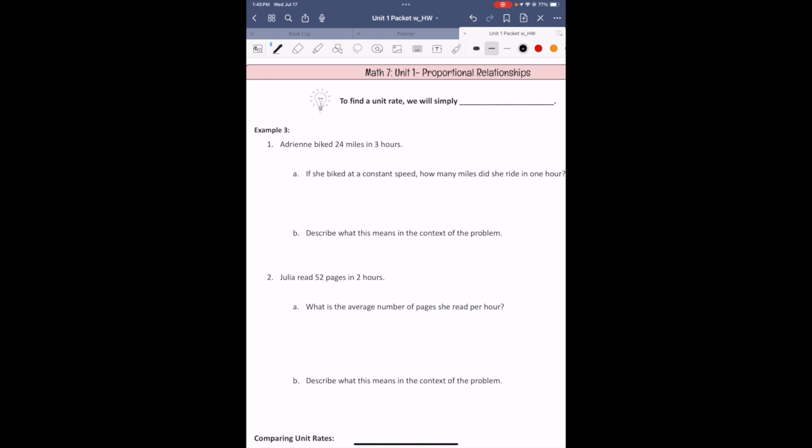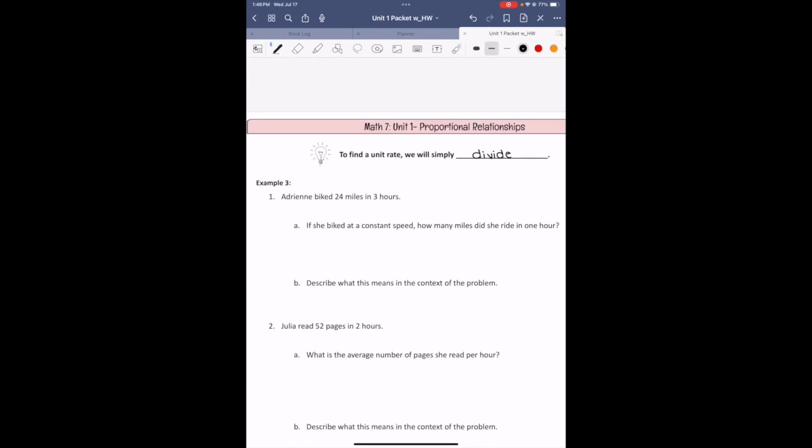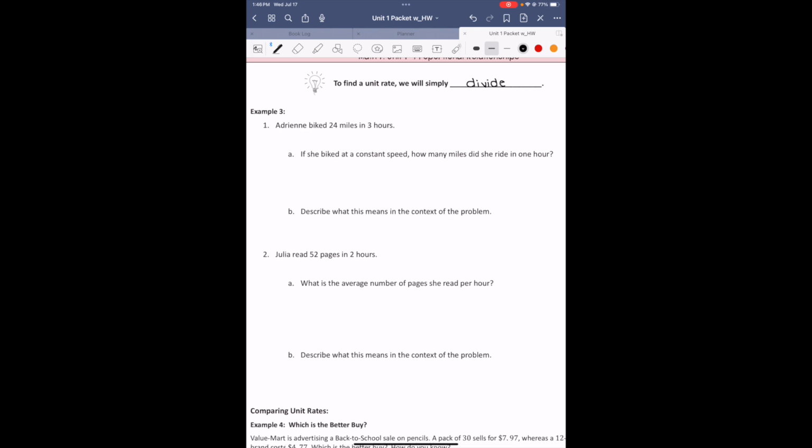Okay, so from what we saw on the other side, we talked about how we find a unit rate. To find a unit rate, what we were doing that whole time when we set up our fraction was simply dividing. We simply divide. So that's what we're going to do here. We're actually going to put that to use in some problems.